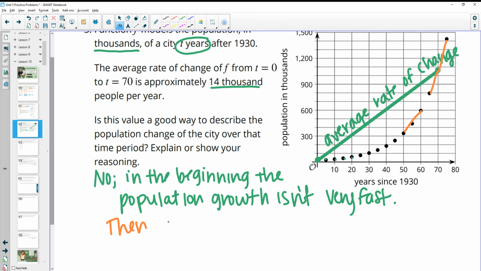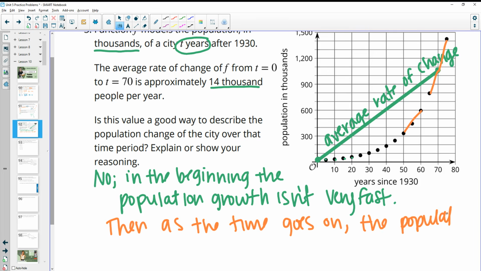Then as the time goes on, the population grows at a much faster rate. So again, those are my words. You can say it in your own words and change that a little bit.